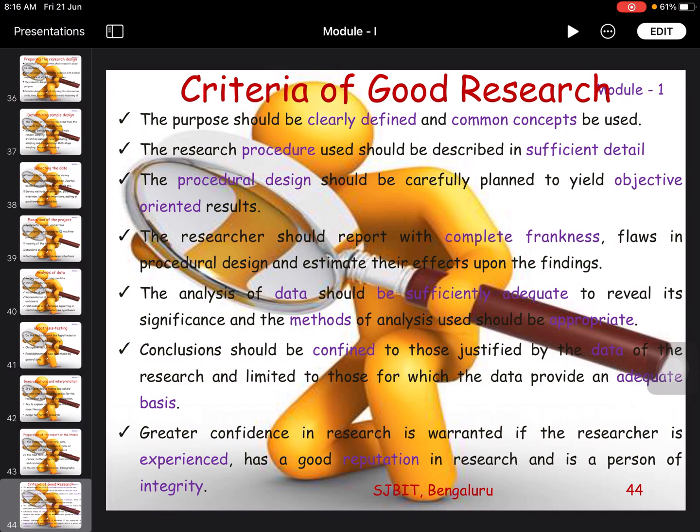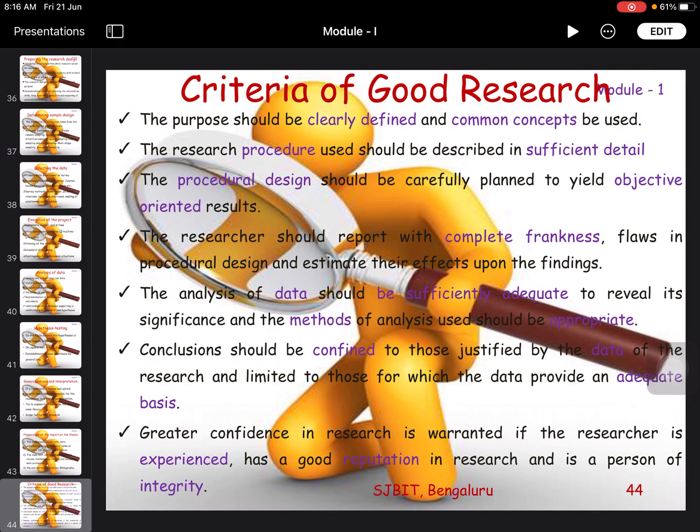So if the work has to be acknowledged as good research, the purpose should be clearly defined and the concept has to be clearly explained. The research procedure should be described in sufficient detail. The procedural design should be carefully planned to yield objective-oriented results. The researcher should report with complete openness or frankness in order to get the results effectively. There should not be any flaws in the procedural design, and the researcher should estimate their effects upon the findings.